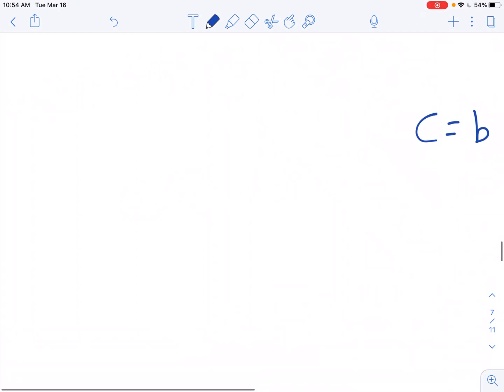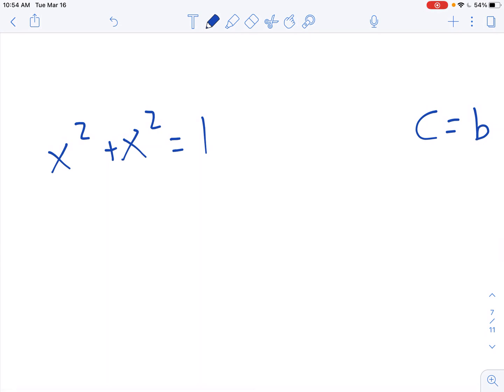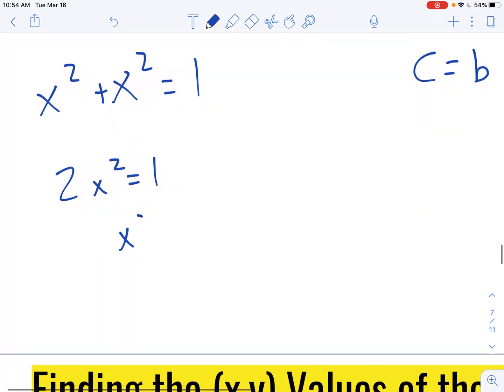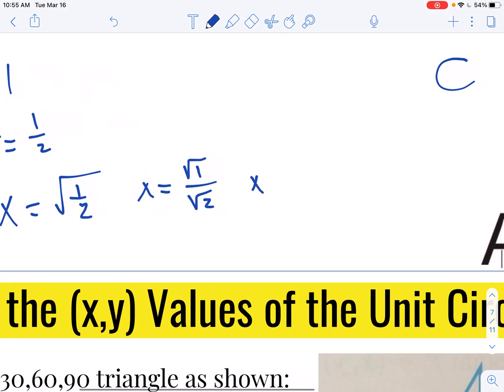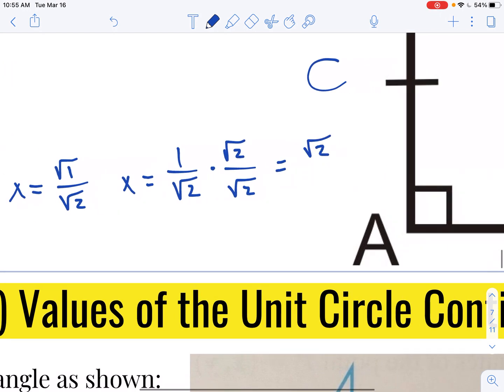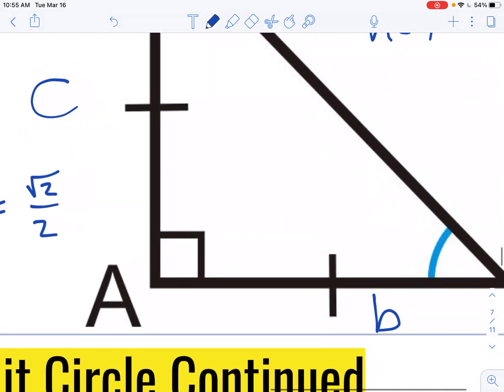So when I solve for my hypotenuse, I can write x squared plus x squared is equal to 1. Since both side lengths are the same, I can write them as equal side lengths. This means 2x squared is equal to 1. X squared is equal to 1/2. X is equal to the square root of 1/2. X is equal to the square root of 1 over the square root of 2. X is equal to 1 over the square root of 2. Multiply both sides by the square root of 2 over the square root of 2, and I'm left with the square root of 2 over 2. So that means that both side lengths for a 45, 45, 90 triangle are the square root of 2 over 2.